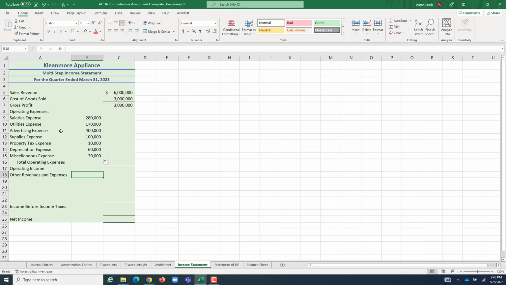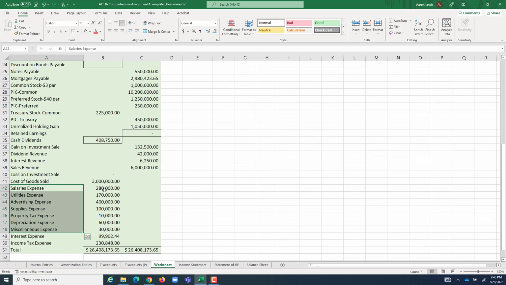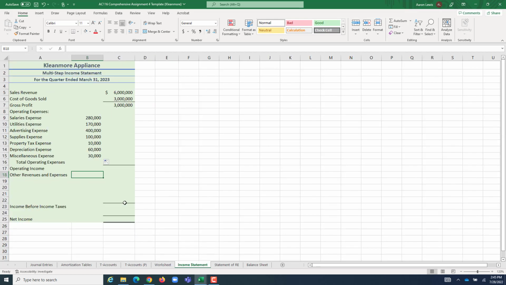Utility expense is 170, advertising expense is 400, supplies expense is 100, property tax expense is 10, depreciation expense is 60, miscellaneous expense is 30. If I go back over here and I look at our worksheet, those in fact are the numbers that I wanted to bring over. So we're looking good here.